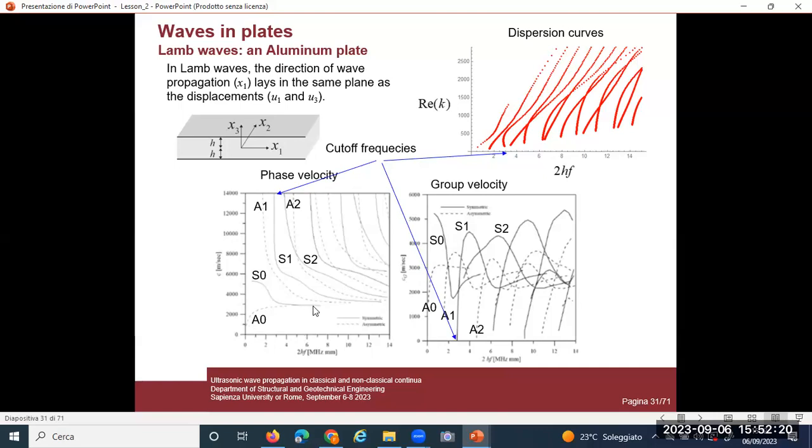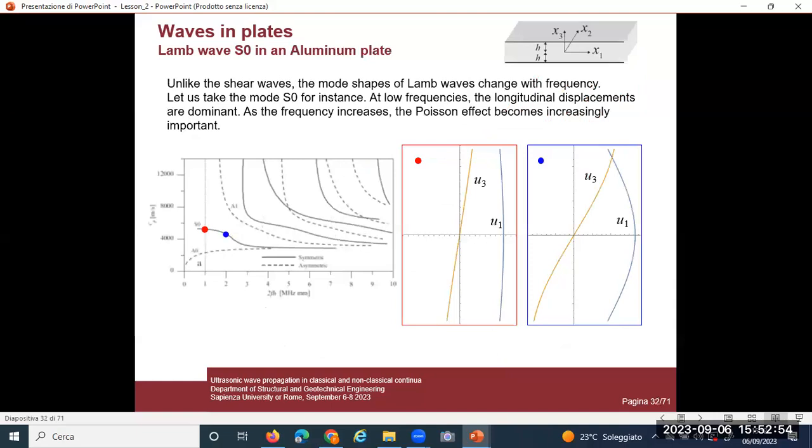And you see here that there are many different modes, and they all have names. You see that it's not me, but I just reported something which is typical in the literature. They are called A0, A1, A2, and so on. S0, S1, S2, and so on. S stands for symmetric mode. A stands for anti-symmetric modes.